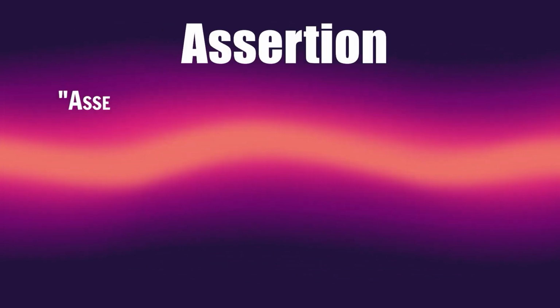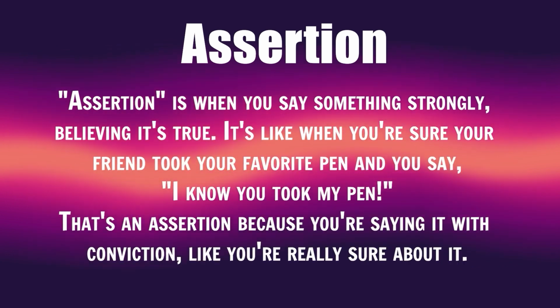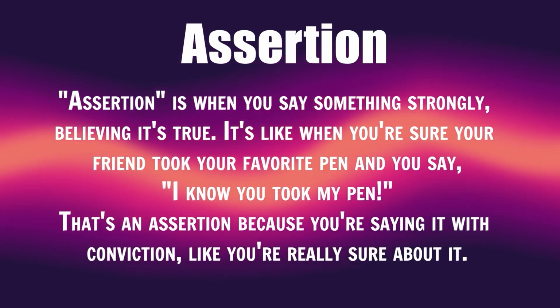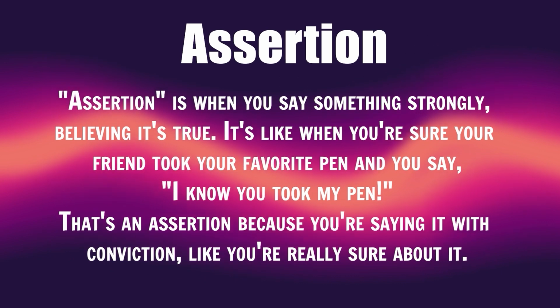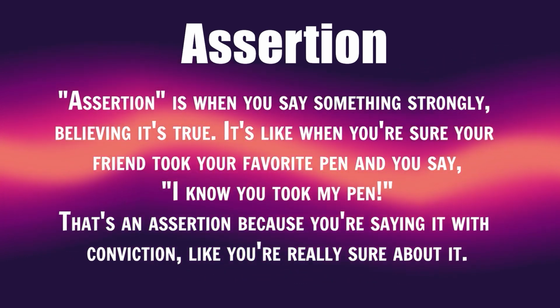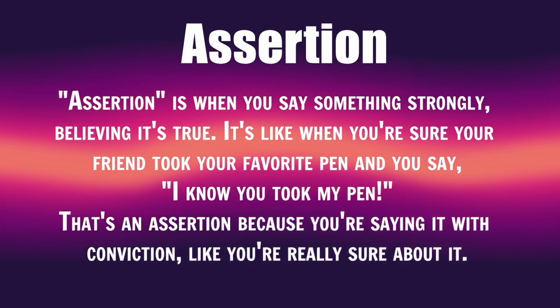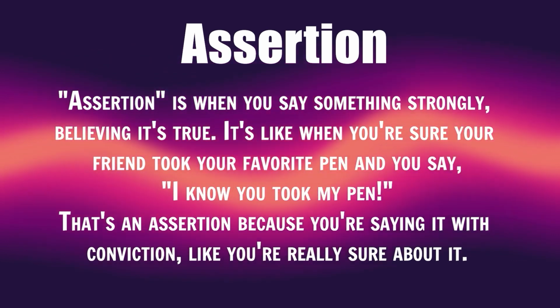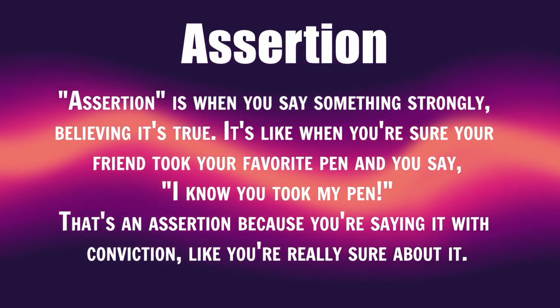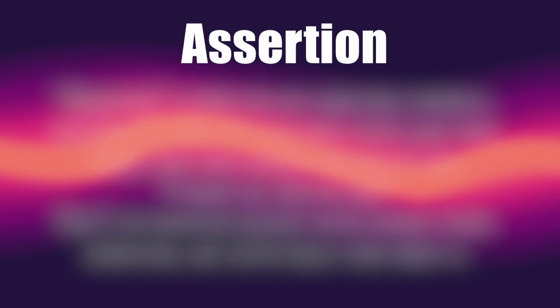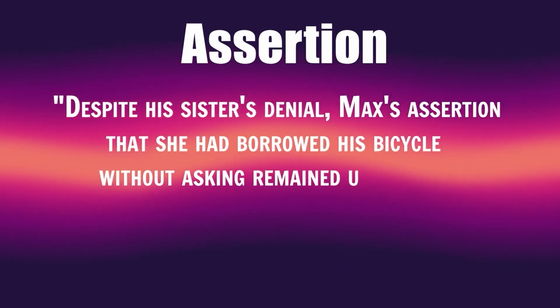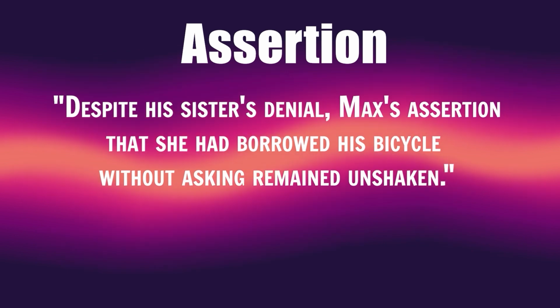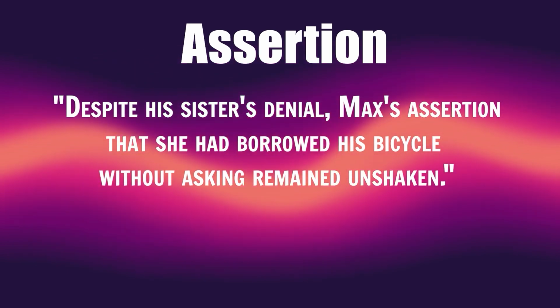Assertion. Assertion is when you say something strongly, believing it's true. It's like when you're sure your friend took your favorite pen and you say, "I know you took my pen." That's an assertion because you're saying it with conviction, like you're really sure about it. Here's an example sentence. Despite his sister's denial, Max's assertion that she had borrowed his bicycle without asking remained unshaken.